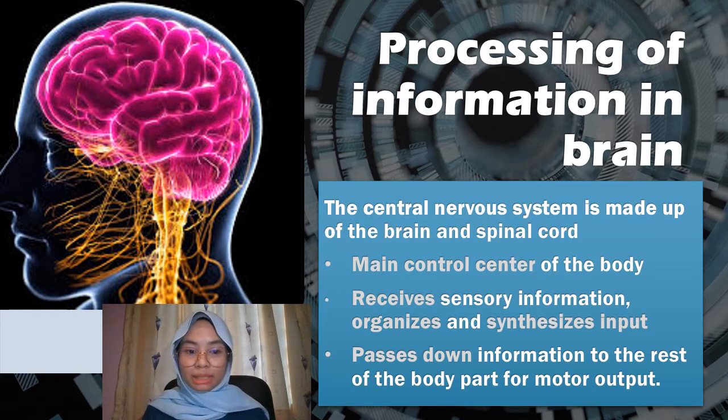As Ria explained, sensory receptors send stimulus to the central nervous system. The central nervous system consists of the brain and spinal cord. It is the main control center of the body because it receives sensory information, organizes and synthesizes input. It also provides instruction for motor output to the rest of the body parts.